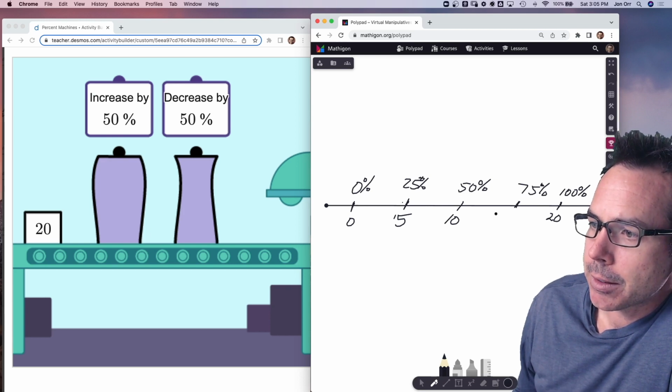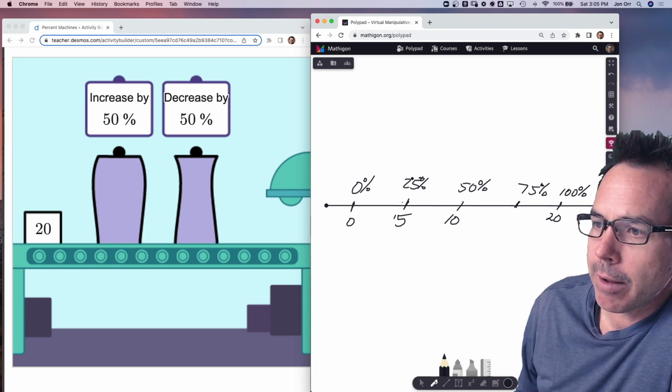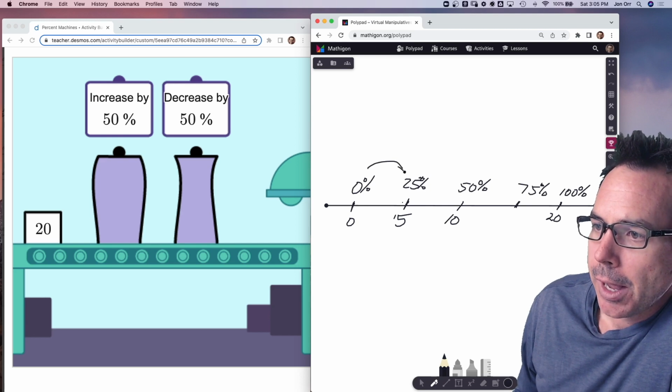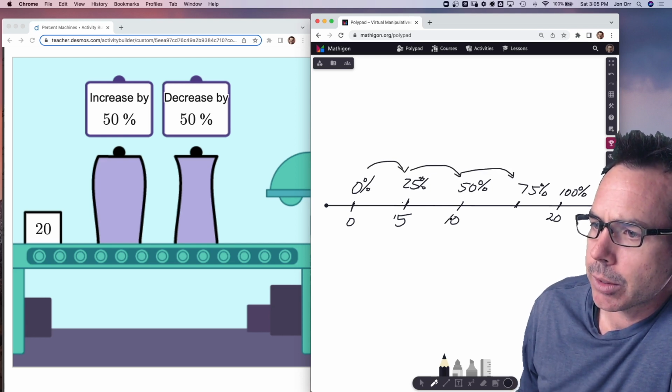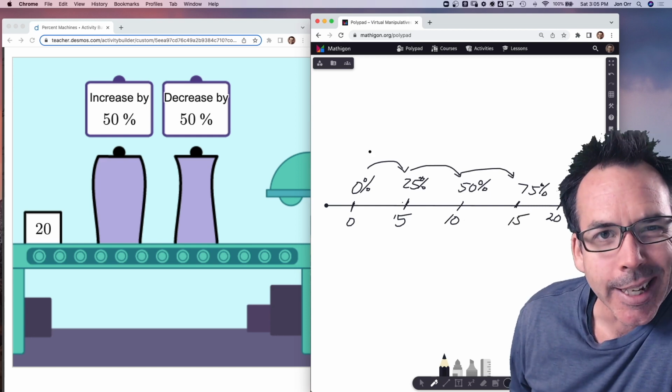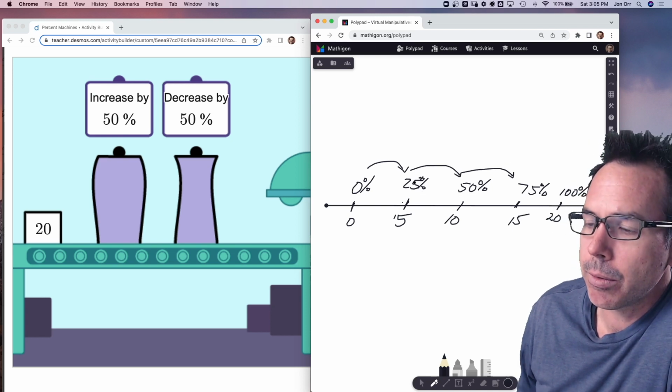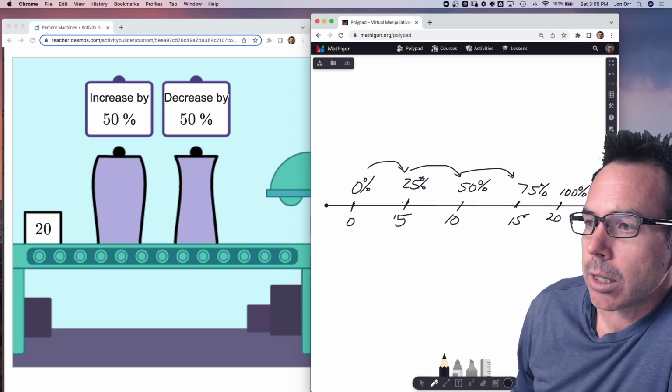Well, look, every 25%, I've had students say, is 5 more. So what's 5 more than this? This is 15. You can clearly see 5, 10, 15, 20. We're getting comfortable with how the numbers scale along the number line.